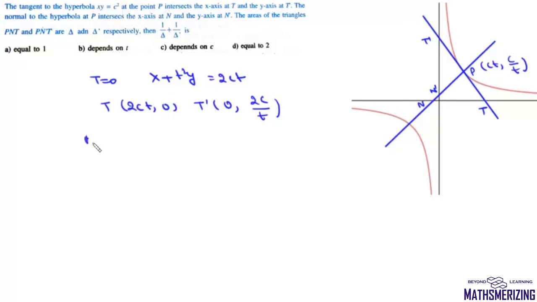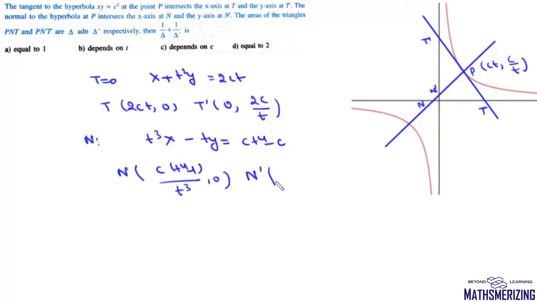Now in the same way we can write the equation of the normal. The equation of the normal to the rectangular hyperbola is t cube x minus ty equals c t to the power 4 minus c. Now we'll put y as 0, we'll get N, so N will be (c(t to the power 4 minus 1) upon t cube, 0). And for N dash we'll put x as 0, and we'll get this result as (0, c(1 minus t to the power 4) upon t).